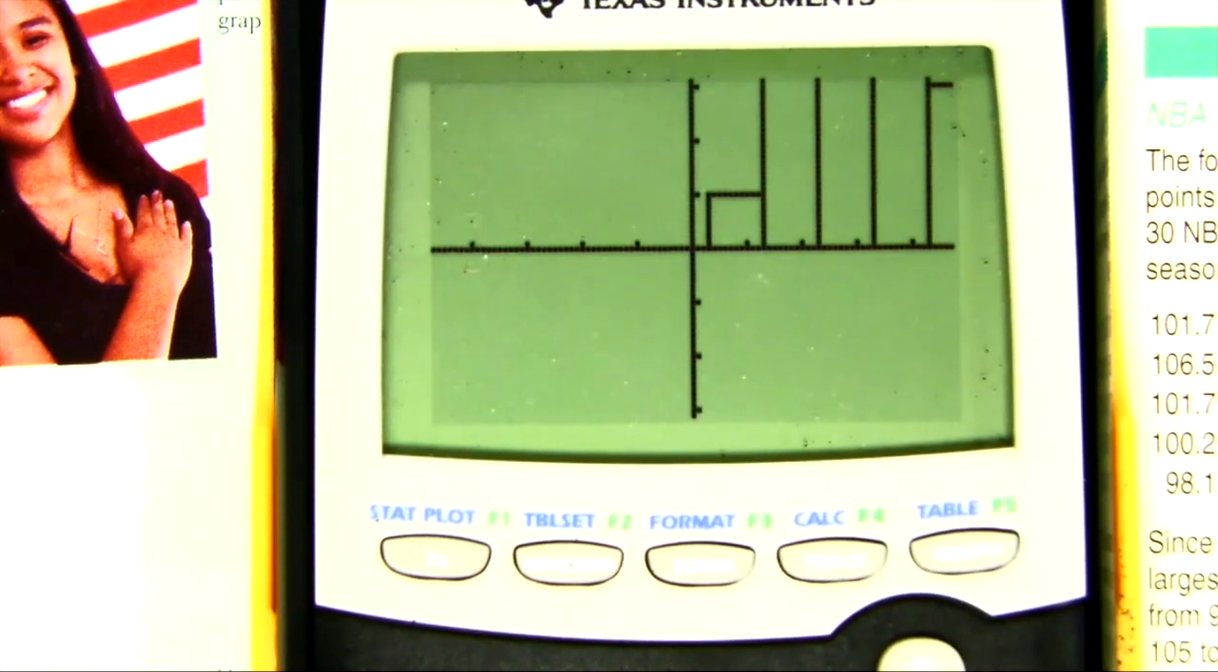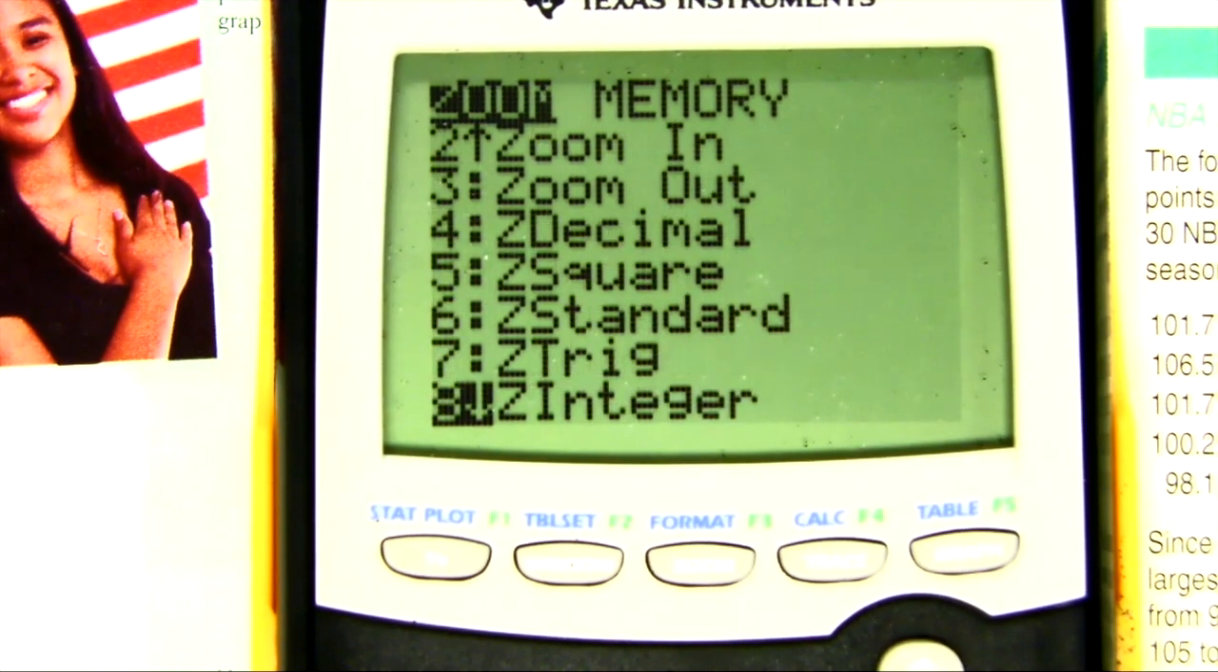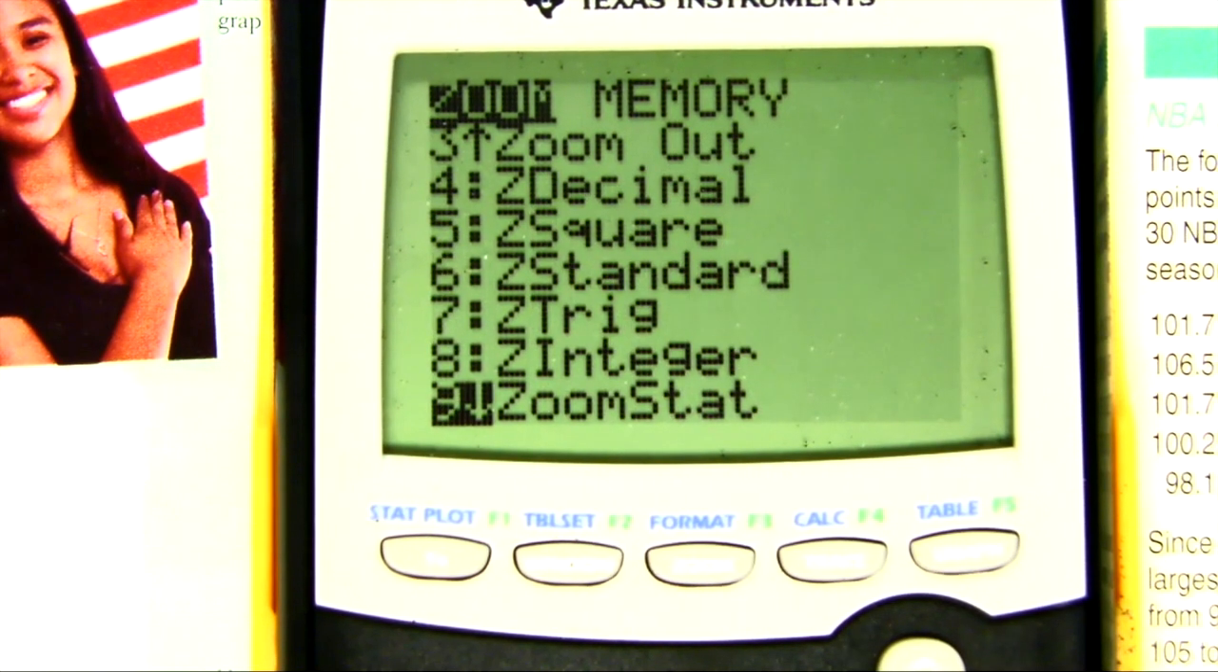And I can't really see my histogram very well. That's because the zoom is different than where the data is located. And these calculators all have a really cool feature. It's called zoom data or zoom stat. I go to the zoom menu. So the top row, there's a word that says zoom. And if I scroll down, number 9 says zoom stat.